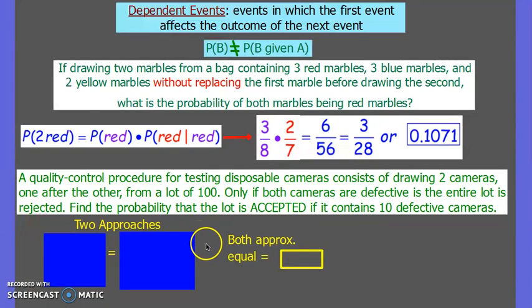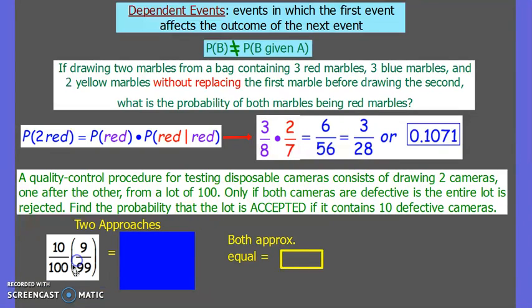Well, to find the probability of being rejected, we can do that in one of 2 ways. Again, we would only reject the lot if both cameras that we draw are defective. So one way to look at that is, well, there are 10 out of the 100 cameras that we know of, right? We said there's 10 defective cameras in that lot of 100. Probability of drawing the first one would be 10 out of 100 then.